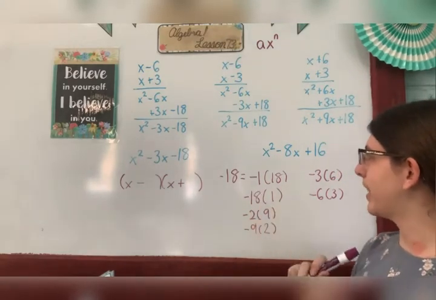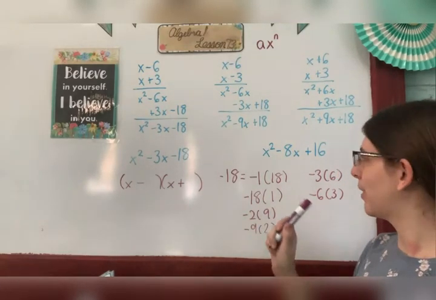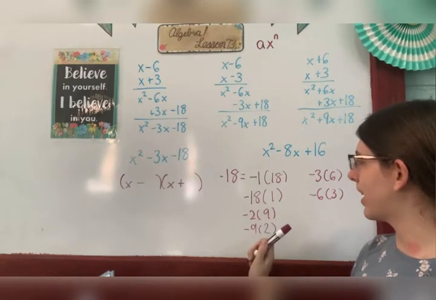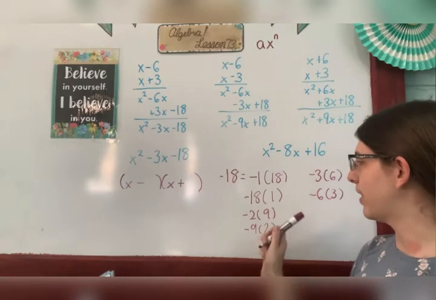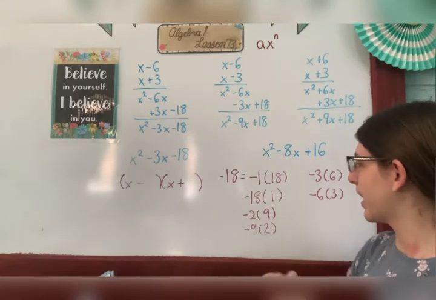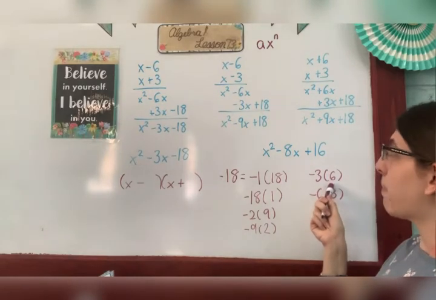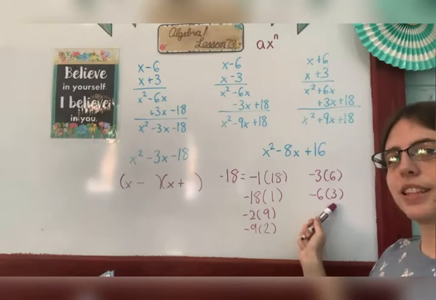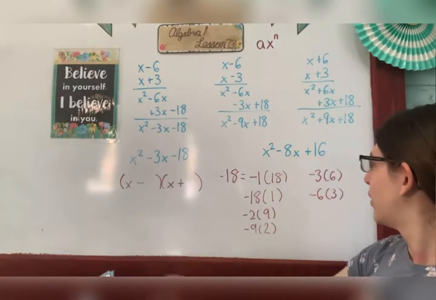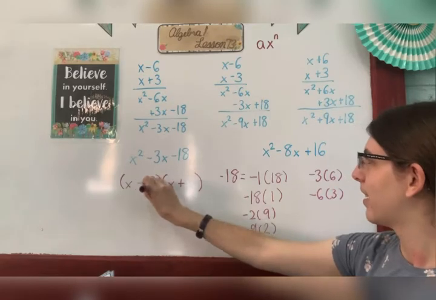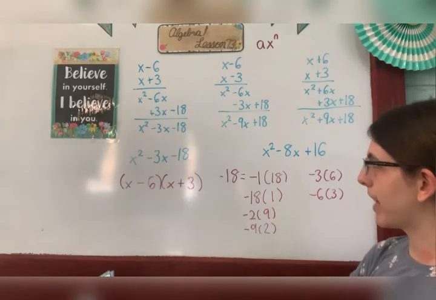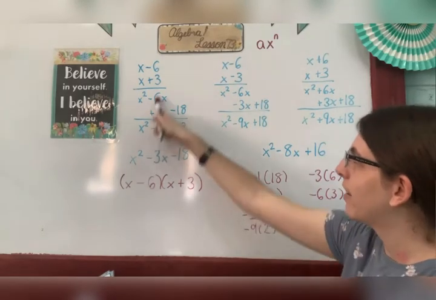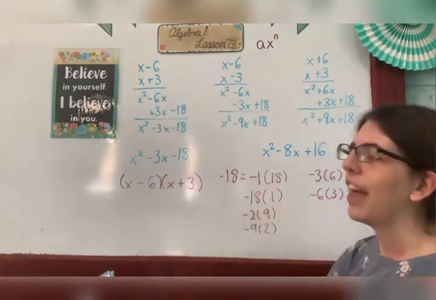So negative 1 plus 18, well that's 17, so nope. Negative 18 plus 1, that's negative 17, nope. Negative 2 plus 9, that's positive 7, so that's not it. Negative 9 plus 2 is negative 7. Negative 3 plus 6 is positive 3. No, I want negative 3. Negative 6 plus 3 is negative 3. So it's x minus 6 and x plus 3. And you would multiply that together in order to check it. And you can see here that we've already done that, and that's what it is.